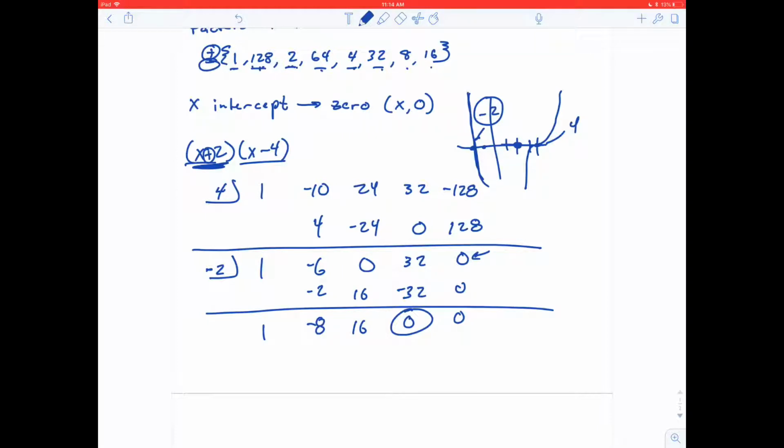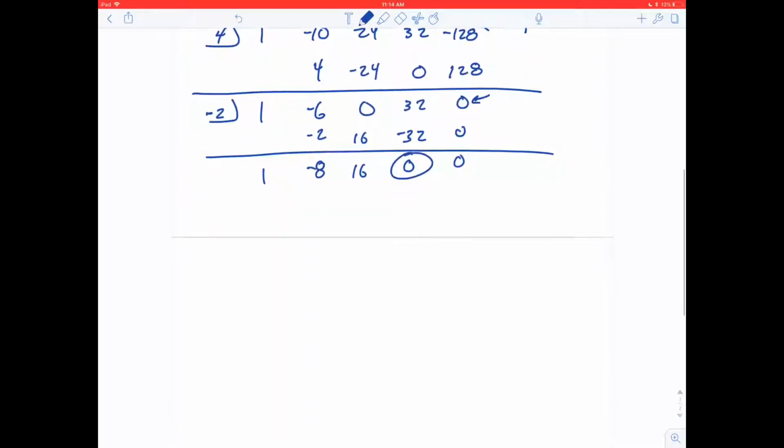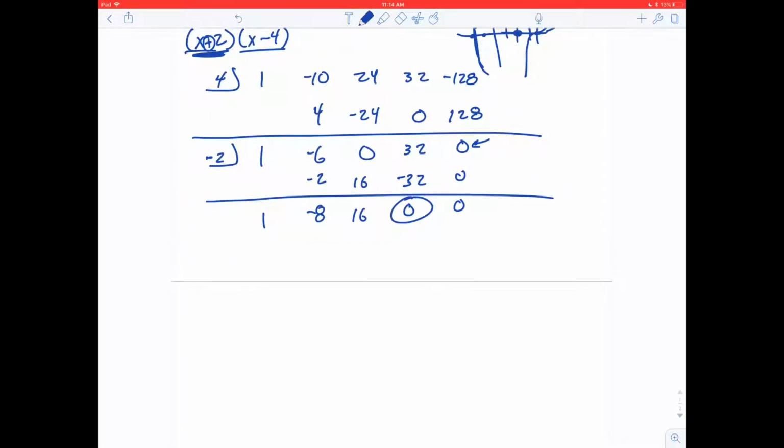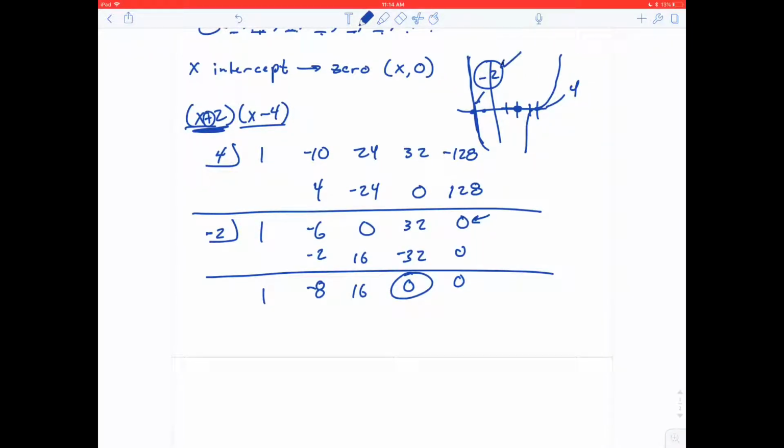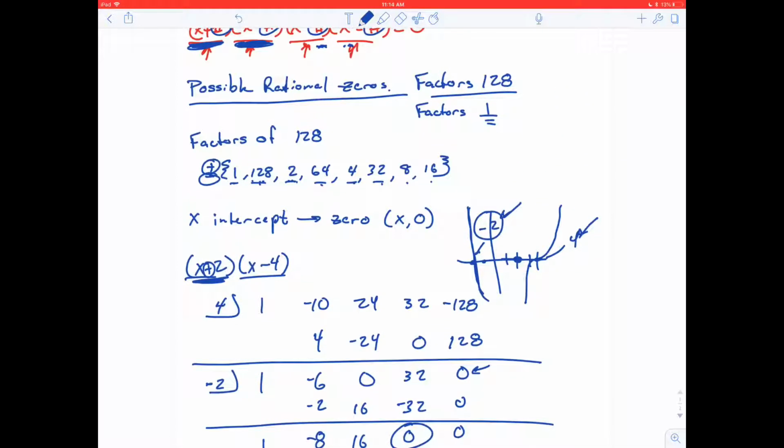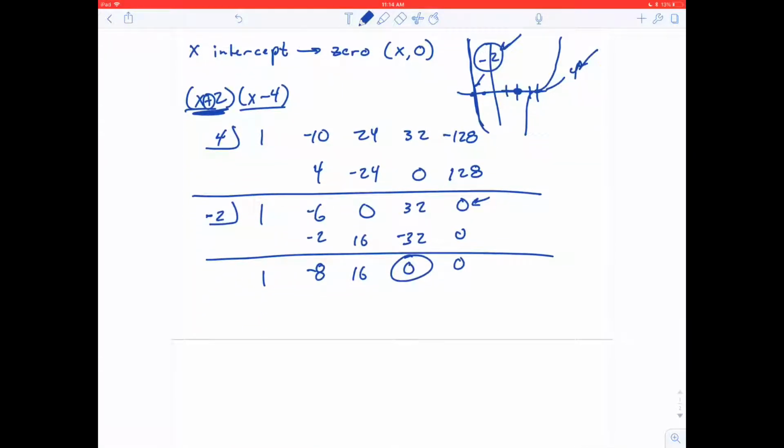Those two values are the zeros. So I proved that those two, graphically, I got those values right at negative 2 and at 4. But now algebraically, I proved that these are also the zeros, and they were part of that possible rational zero list.